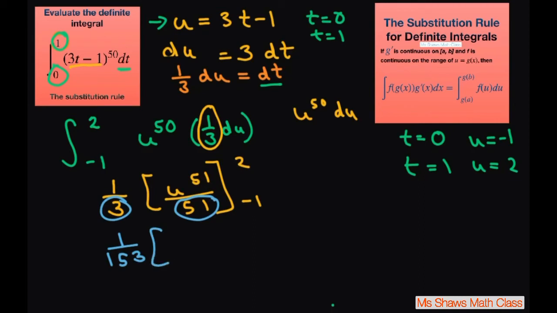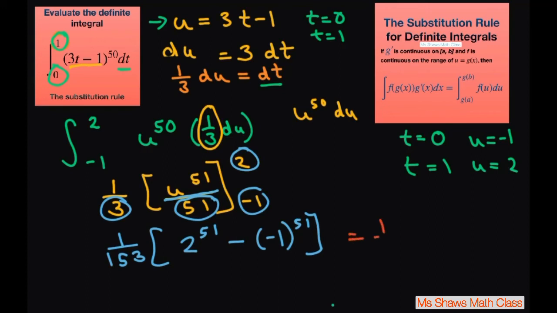And now we just have to evaluate that. This is going to be u. So you start with the 2. So that's 2 to the 51st power minus, and then we're going to write -1 to the 51st power. All right, this is going to equal 1 divided by 153. And let's just keep that as 2 to the 51 power.